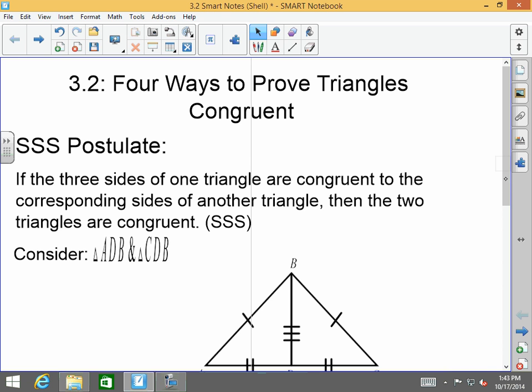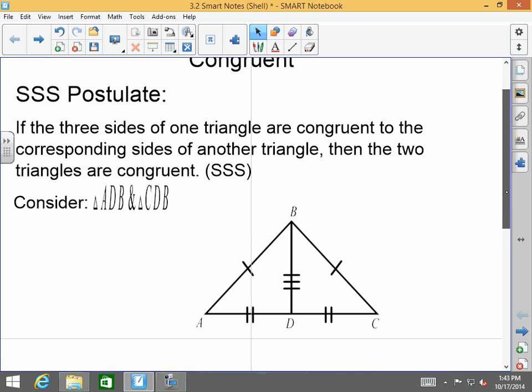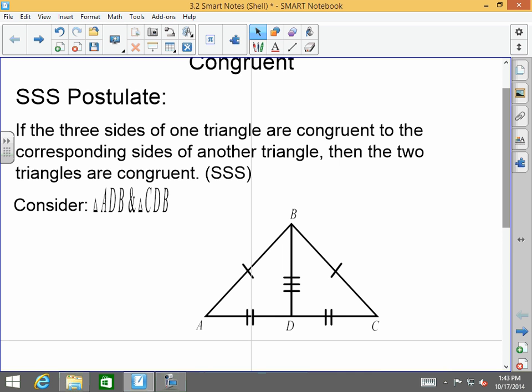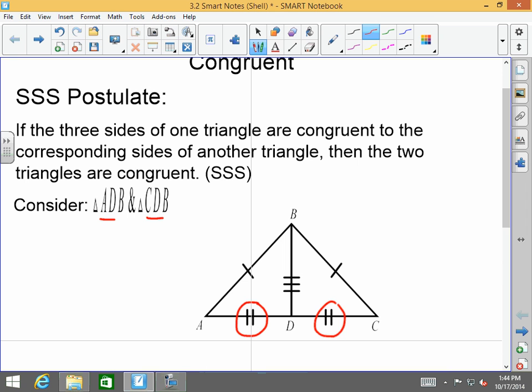So let's consider the 2 triangles that we have here that are joined together by segment BD. We have triangle ADB and triangle CDB. If we look at the corresponding sides here, my friends, AD corresponds with CD, and you can see they're both congruent. DB corresponds with DB because of the reflexive property, it is congruent to itself.